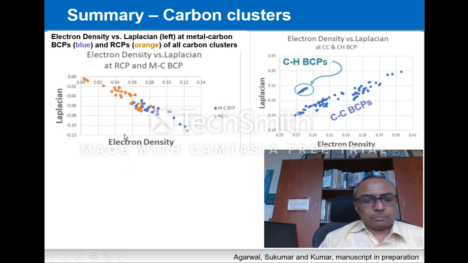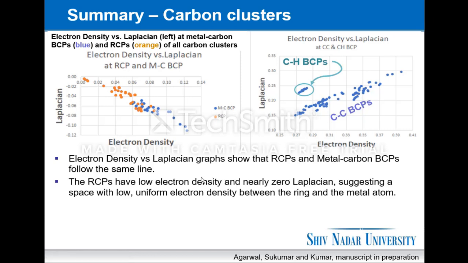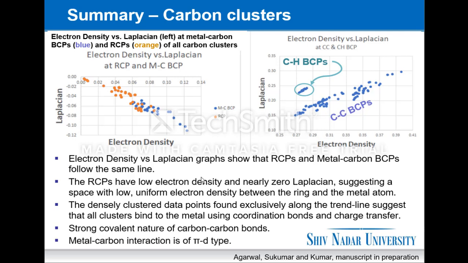that ring critical points and the metal-carbon critical points all lie along the same trend line. The ring critical points have low electron density and nearly zero Laplacian, suggesting a space with low uniform electron density between the carbon ring and the metal. All clusters bind to the metal using coordination bonds and charge transfer. The carbon-carbon bonds are strongly covalent, and the metal-carbon interaction is of pi-d type.